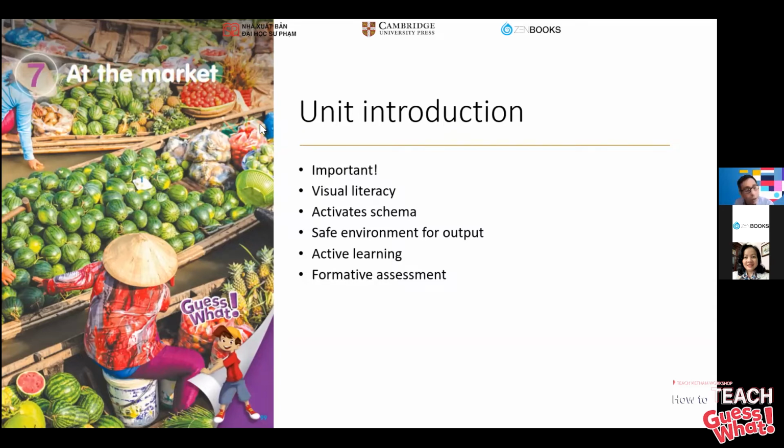There's visual literacy going on. Visual literacy means that they're looking at a picture and they're using their words to describe or to activate what they see in the picture.